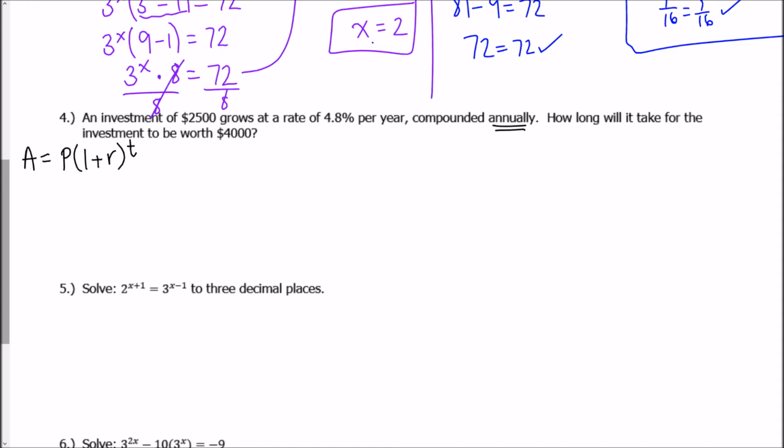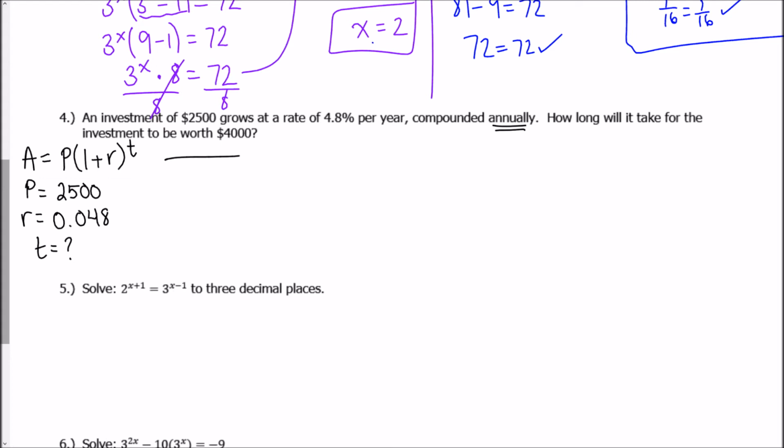Okay, so here our P, our initial amount, is $2,500. Our interest rate is 4.8%, so it's 0.048. And it's compounded annually, which is why we're allowed to use this right here. And we want to figure out how long it will take for the investment to be worth $4,000. So I want to solve for t.